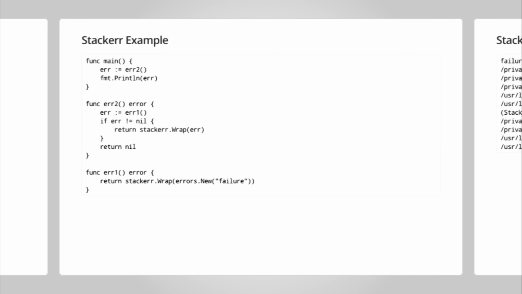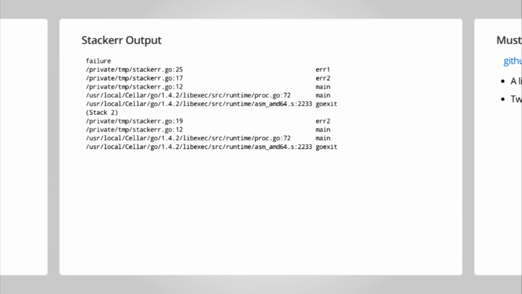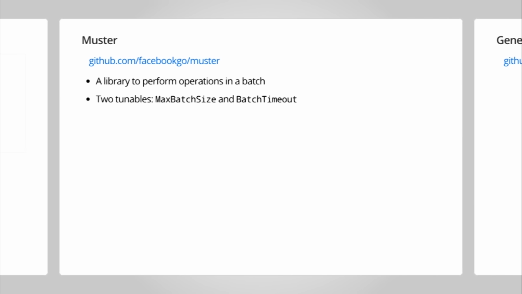This is how some stack error code would look like. We try to wrap all errors in our code base with the stackerror.Wrap call. So in this case, if we call the function error2, which basically calls the function error1, both of them return stack error wrapped errors. And when you print the error, it basically looks like this. It has both the stack traces from error1 and error2. We use this to aggregate errors, find out what's happening, and debug.